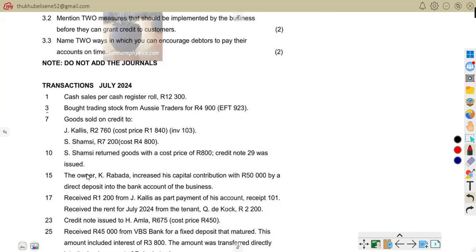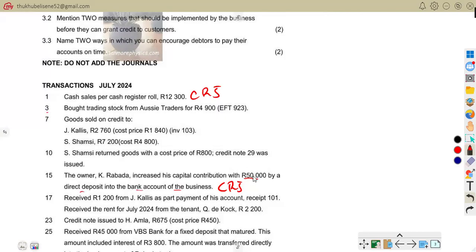Now coming to the 15th, the owner, K Radaba, increased his capital contribution by 50,000 through a direct deposit into the bank account of the business. So this is our CRJ. It affects it because the money is deposited into the business account. Even this one affects our cash receipts journal.